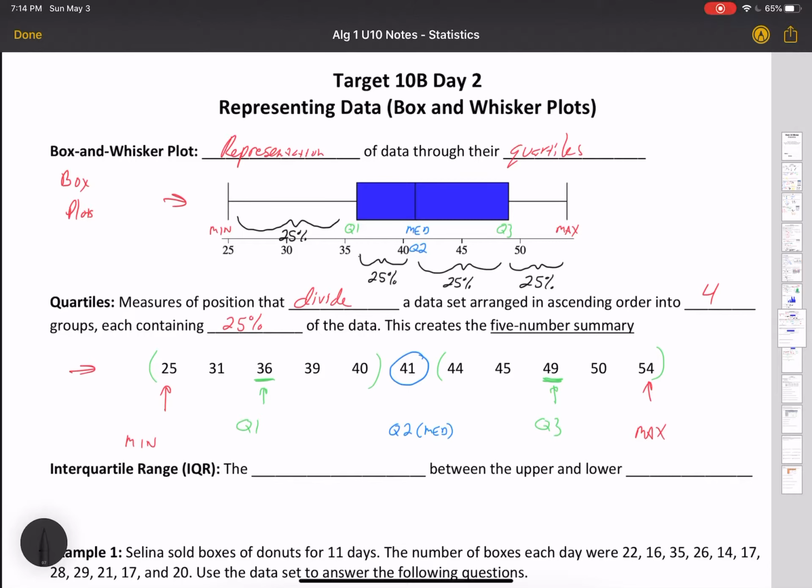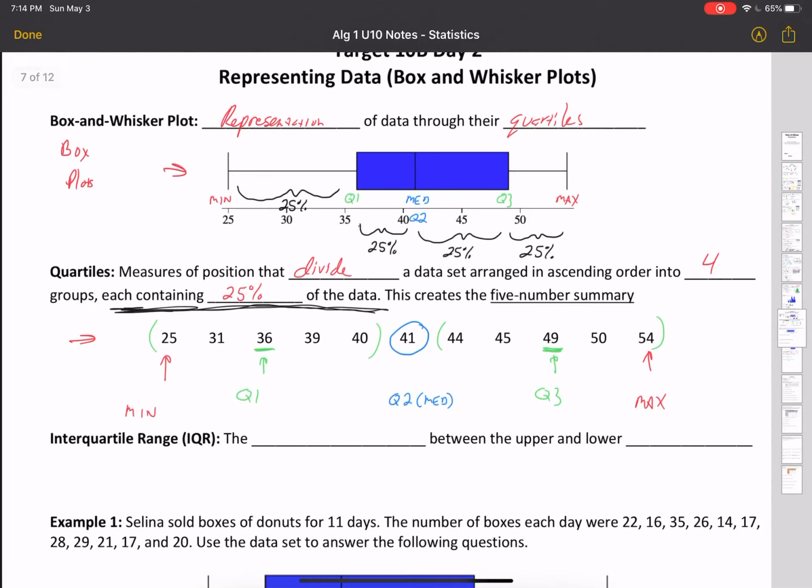Okay? Just because they are different sizes does not mean that one 25% interval contains more data than the other. Each one contains 25% of the data. Okay? It's just showing how spread out it can be. So that's my 5-number summary. Minimum, Q1, median, also known as Q2, Q3, and the max.